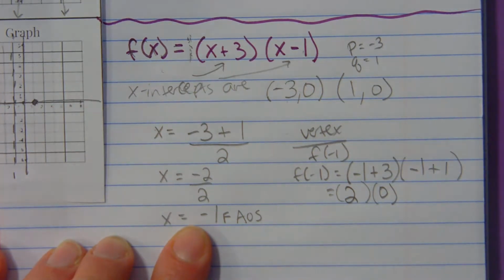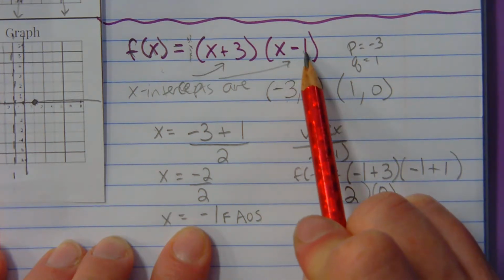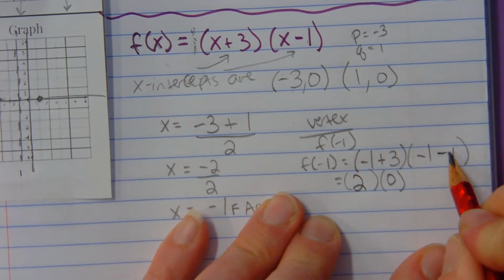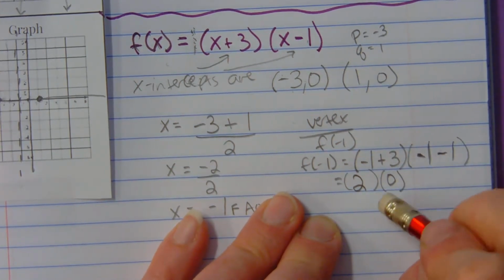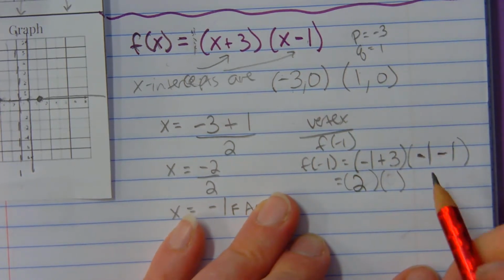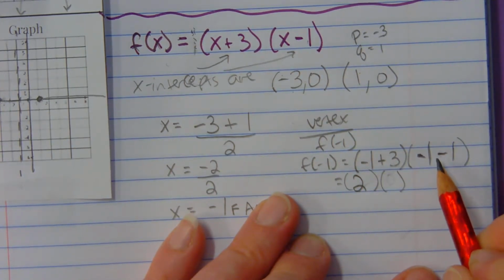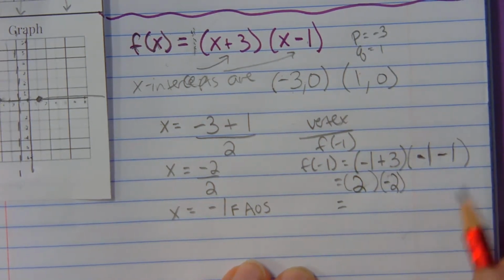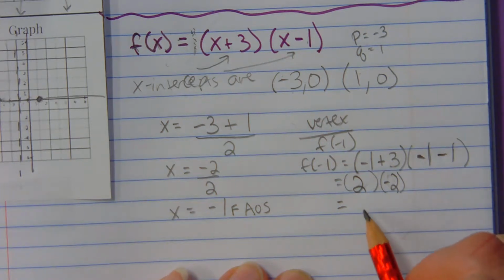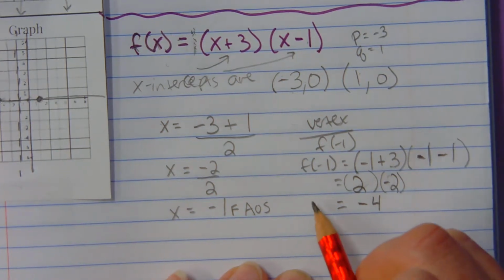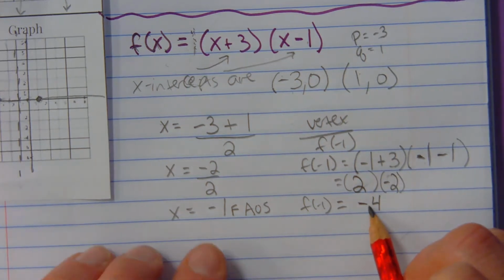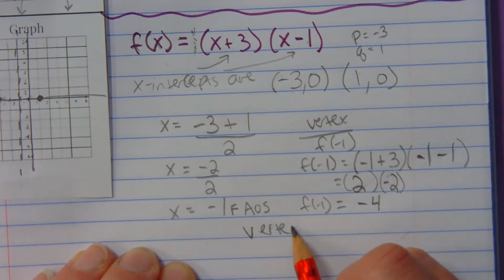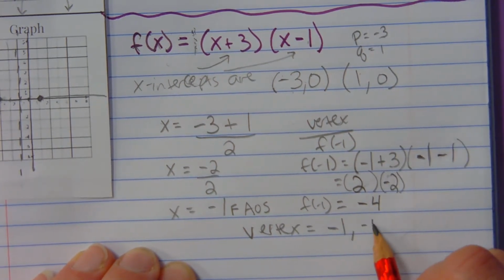Nope, I made a mistake. Where's my mistake? X minus 1. This should be negative 1 minus 1. Go back and fix that. Ooh, Miss Merlin makes some mistakes too. Did that on purpose. Just kidding. So negative 1 minus 1 gives me negative 2, and 2 times negative 2 is negative 4. So that means that f of negative 1 equals negative 4. And my x was negative 1, so my vertex is negative 1 comma negative 4.